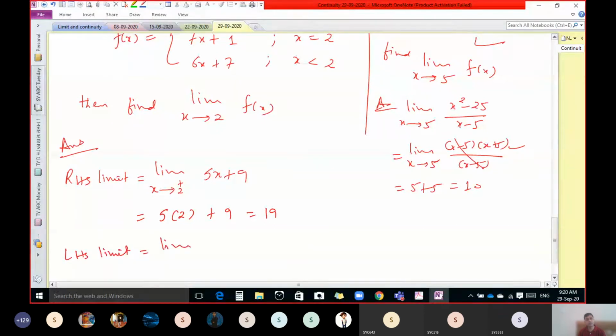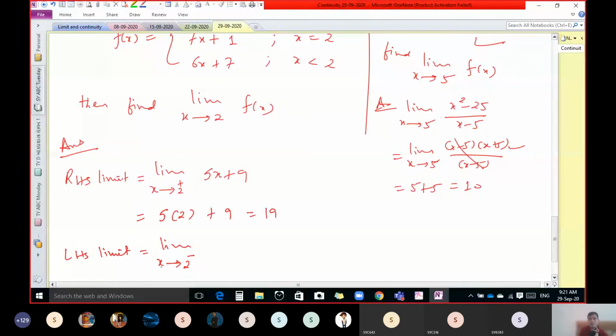And in left hand side limit, what we have to do? We have to put minus sign. So x tends to 2 minus. Listen carefully. X tends to 2 minus. It doesn't mean that it is minus 2. Once again, what is the meaning of x tends to 2 minus?